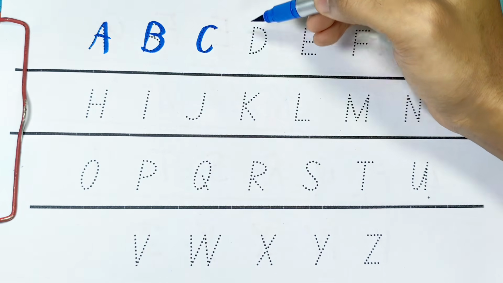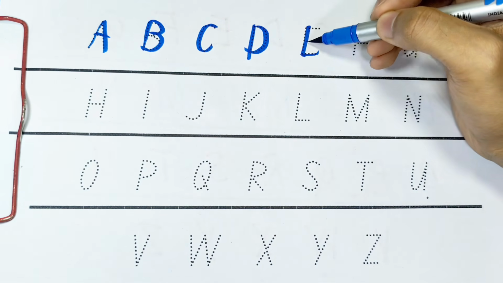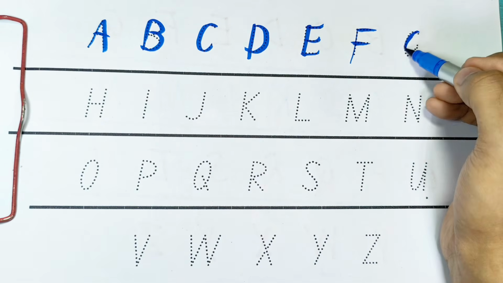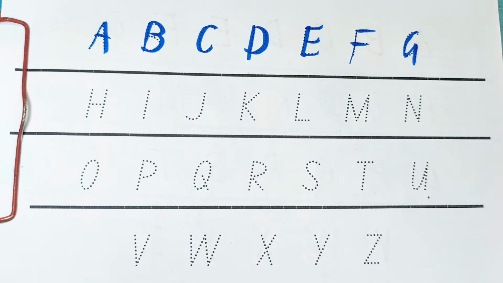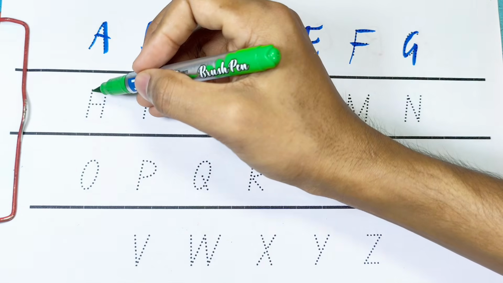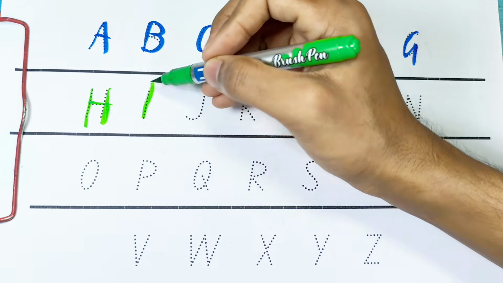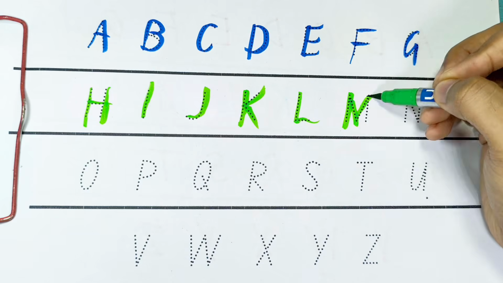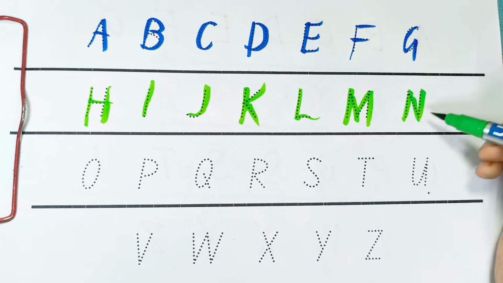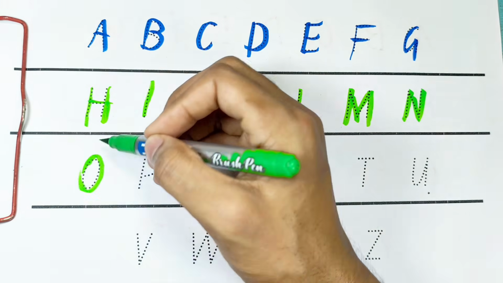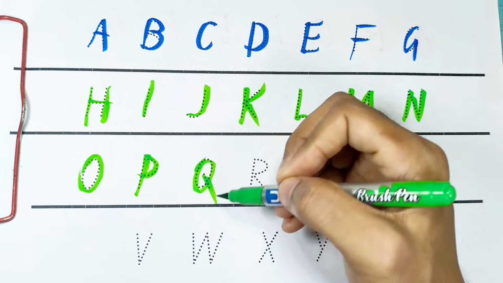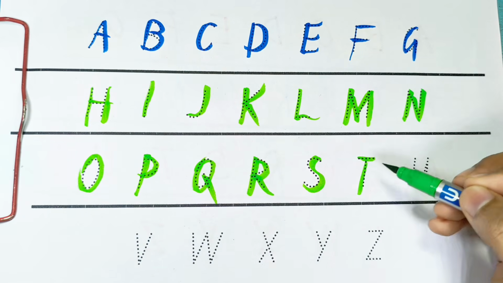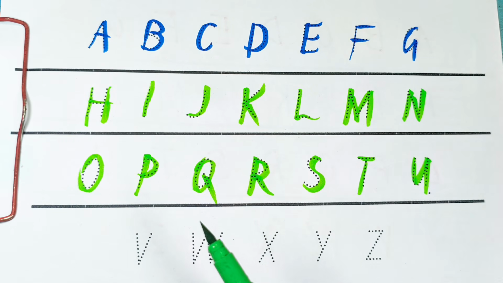B, C, D, E. The next one is F. The next one is G. G for God. The next one is H. Light green color. H for hand. I, J, K, L, M. And the next one is N. N for nose, N for nest. Now you draw O, P, Q for queen. The next one is R, S, T for tiger, U for umbrella.